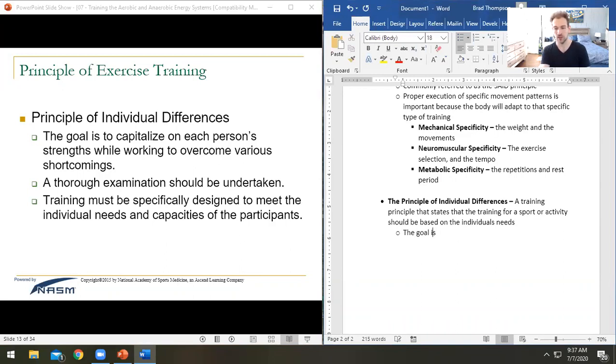So the goal is to capitalize on an individual's strengths while training to overcome any weaknesses, right? One thing that we know about senior clients, for those of you who have been through our senior programming class, is that our body starts to make a shift from type 2 muscle fibers to type 1 muscle fibers as we get older.